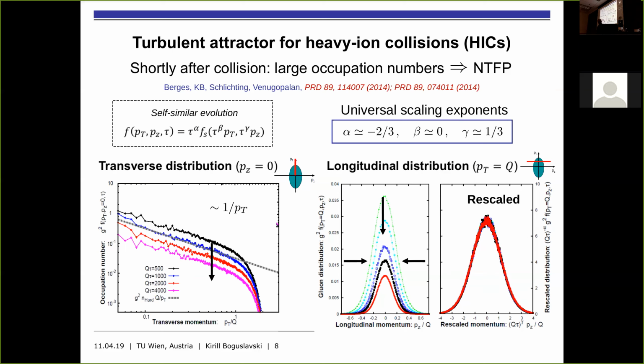But the important thing is that you get a turbulent-like behavior in the transverse direction, which gives you a 1 over pt power law, and you have an interesting shape which turns out to be Gaussian in the pz direction. And is that universal behavior conserving energy but not particles?